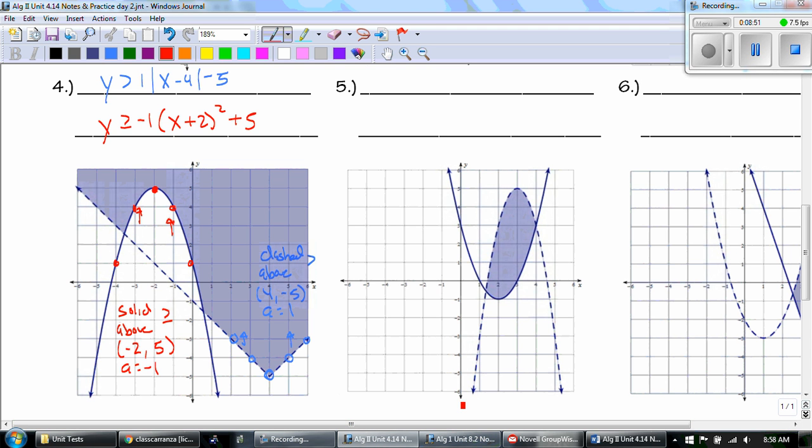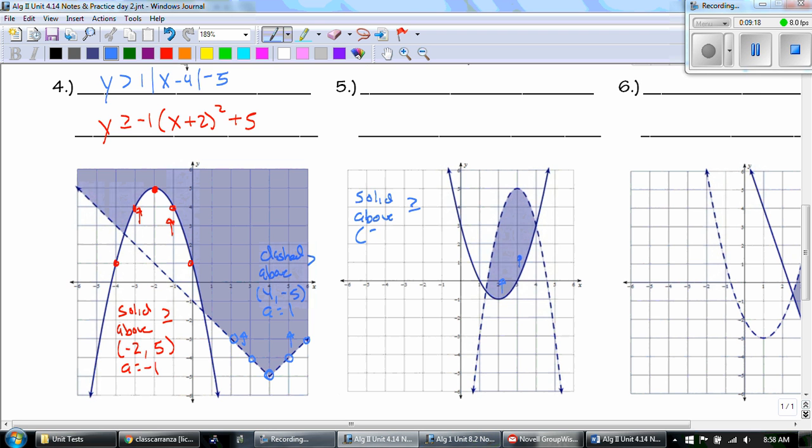All right, number 5. So I'm going to deal with the positive quadratic first. Okay, that's going to be my blue. And I see that it is solid. It's closed and solid. And in the blue one, they shaded above. So that is the greater than or equal to.